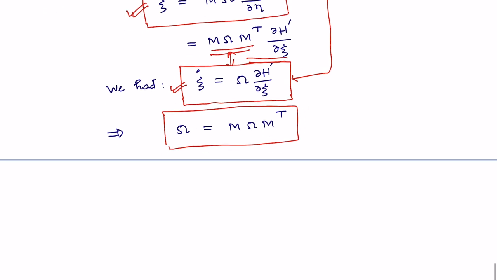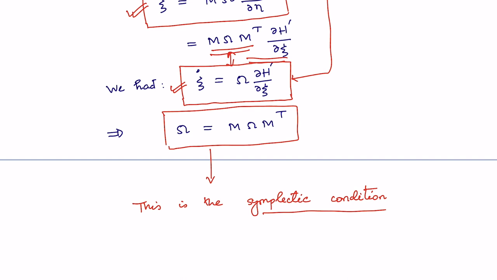This is the symplectic form I talked about earlier when we discussed the symplectic matrix. This is the symplectic condition that has to be obeyed, and in canonical transformations, this symplectic condition has to be obeyed, because in canonical transformation, the Poisson bracket has to be preserved, and the symplectic condition actually ensures that.